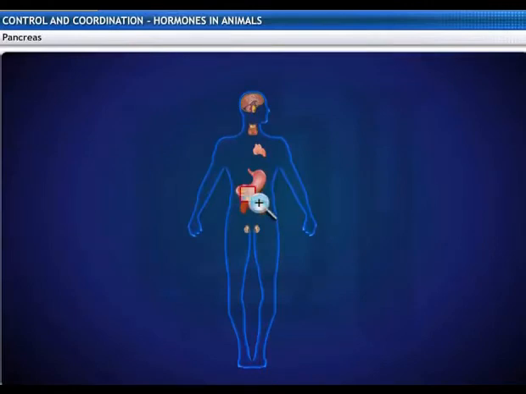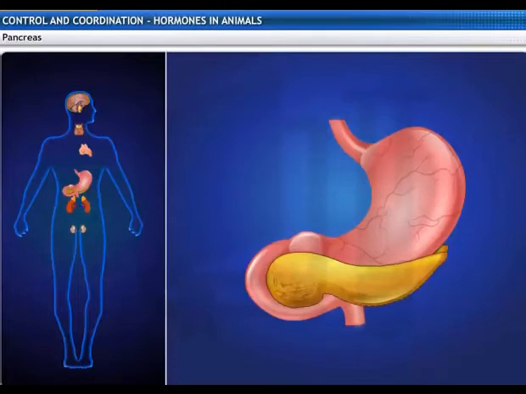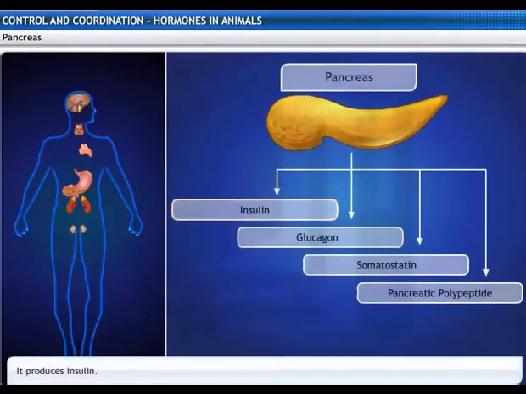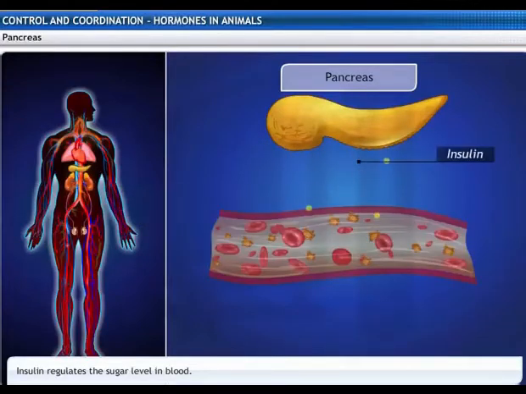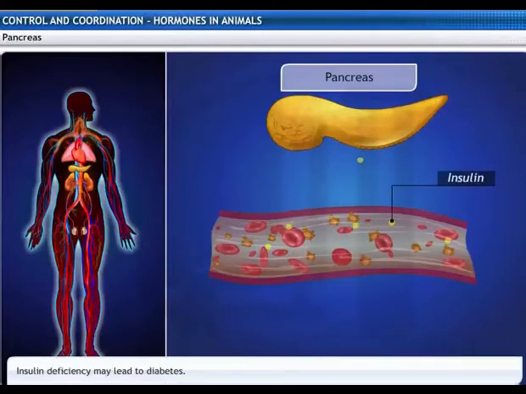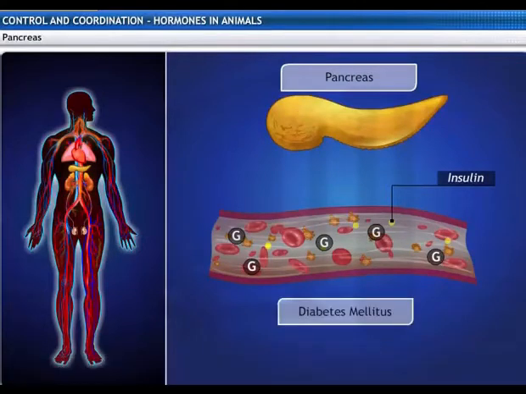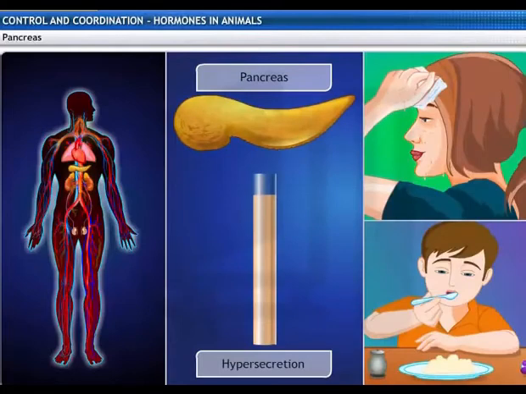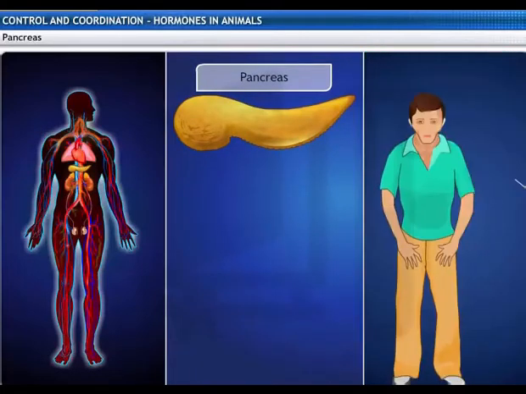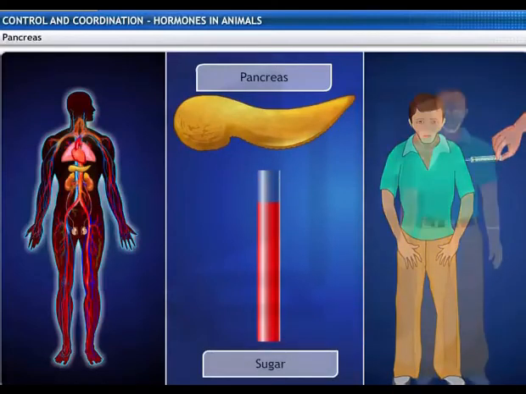The pancreas is located just below the stomach within the curve of the duodenum and secretes hormones such as insulin, glucagon, somatostatin, and pancreatic polypeptide. It is the second largest endocrine gland. Insulin regulates the sugar level in our blood. If the insulin hormone is secreted in small amounts, the sugar level in our blood rises and causes a disease called diabetes mellitus. Hypersecretion of insulin causes hypoglycemia, sweating, and hunger. Diabetic patients may be given injections of insulin to control the sugar level in the blood.